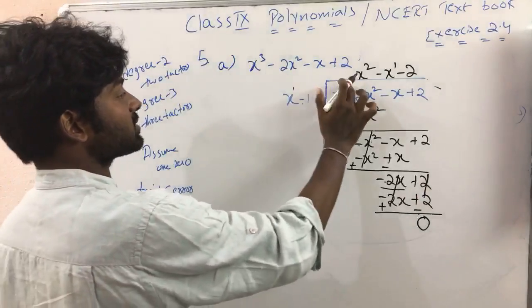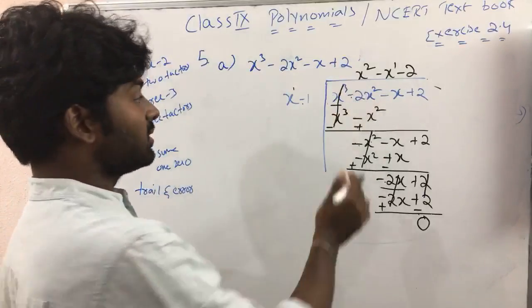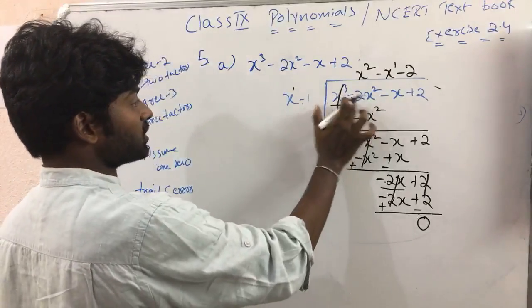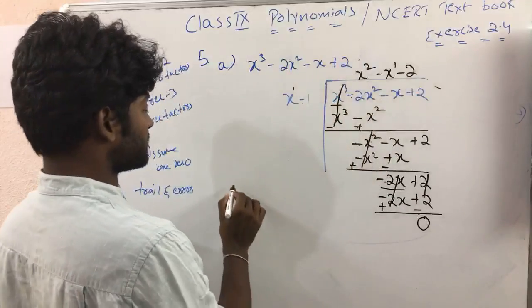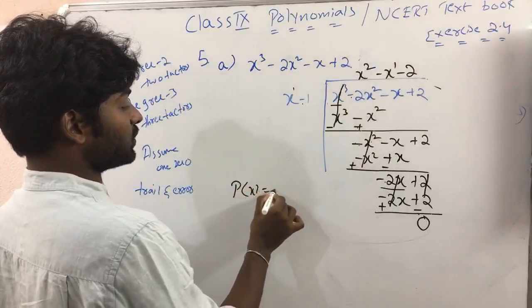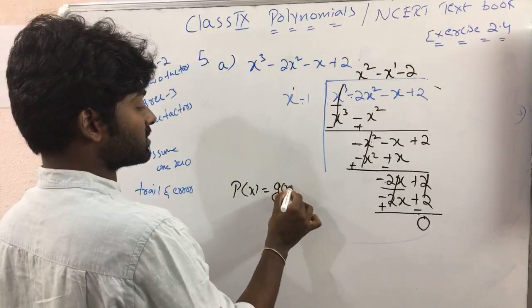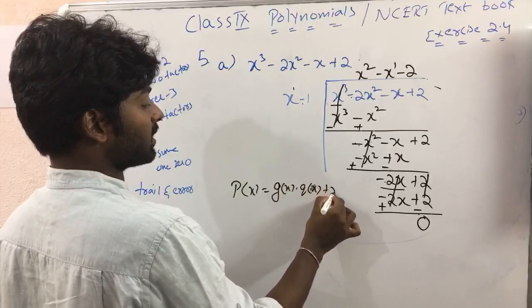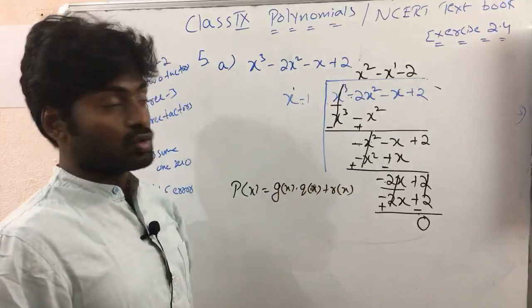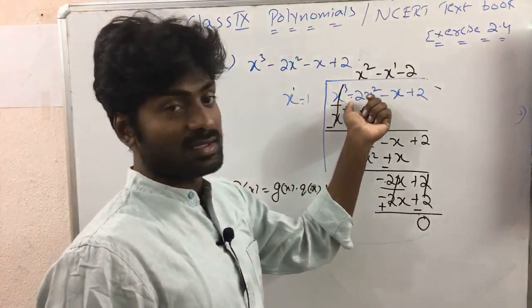How can we write this? By using the division fact: dividend equals divisor into quotient plus remainder. That means p of x equals g of x into q of x plus r of x. So p of x is the given polynomial, which is nothing but the dividend.